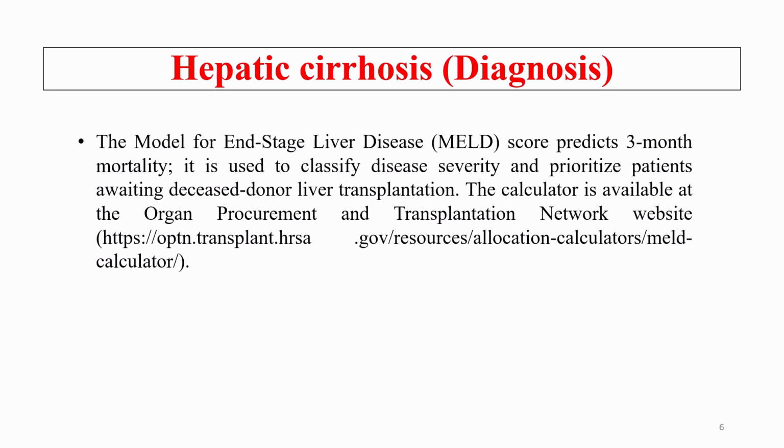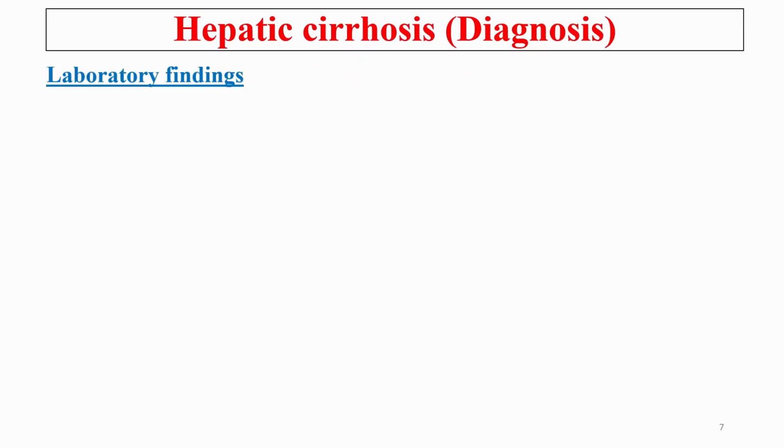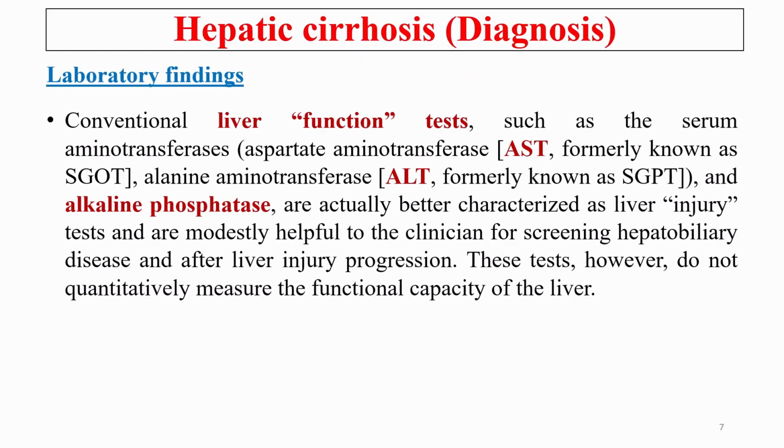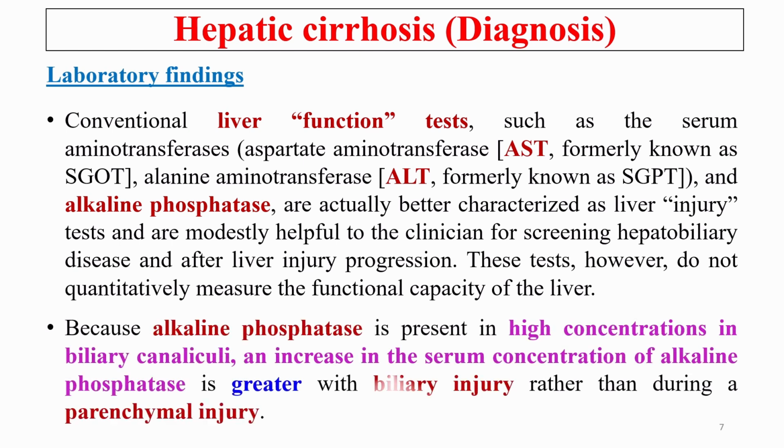When evaluating liver disease, we rely on blood tests. AST and ALT indicate hepatocyte damage. Alkaline phosphatase is often elevated in biliary obstruction or injury. These are actually liver injury tests, not true indicators of liver function. A normal ALT and AST does not mean the liver is functioning well. It only means there's no acute injury.